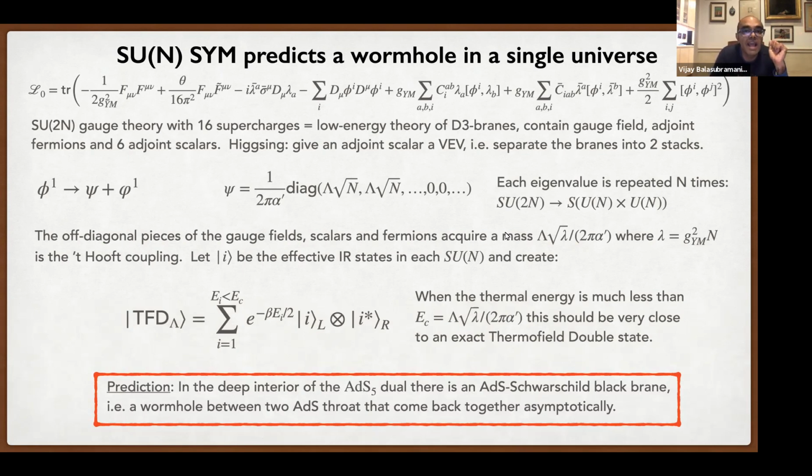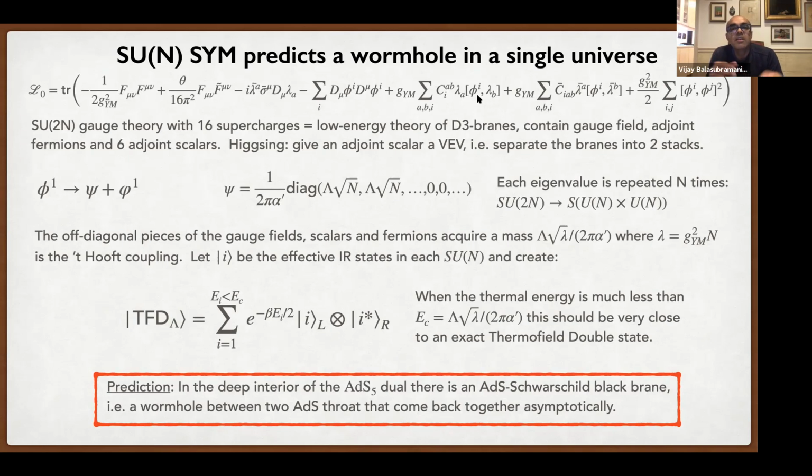It contains a bunch of adjoint fermions, those are these lambdas, and it contains 6 adjoint scalars, those are the phi i's over there. If you look at this Lagrangian, it's got commutators everywhere: the gauge fields, the fermions, and the other scalars all have commutator terms with these scalars. So that's one statement.